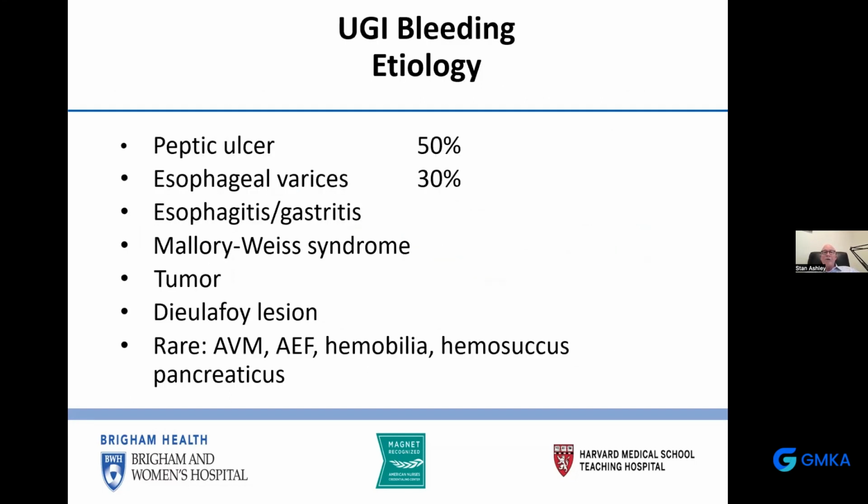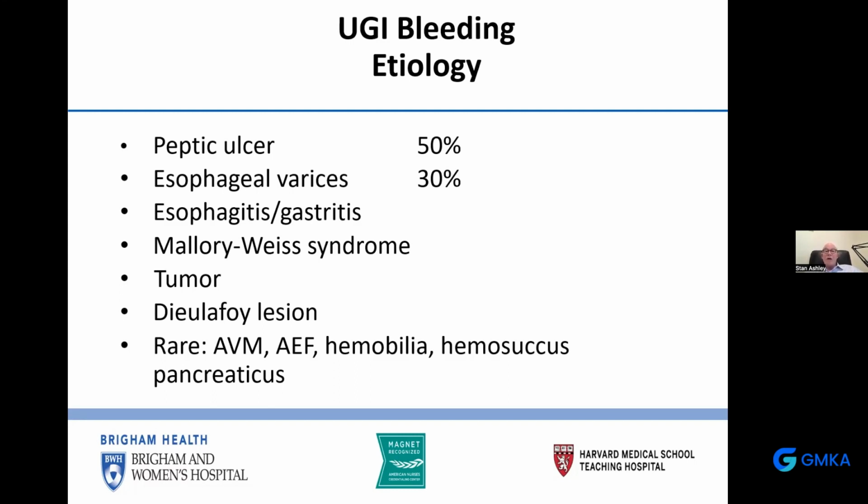So etiologies, depending on where you are and the number of patients with cirrhosis, variceal bleeding may be a higher percentage, but at least today in the US, peptic ulcer is responsible for 50% of upper GI bleeds, varices 30% overall, and then a long list of other things: esophagitis, Mallory-Weiss tears associated with vomiting, tumors sometimes, although it's unusual for tumors to bleed massively, Dieulafoy's lesions, AVMs.